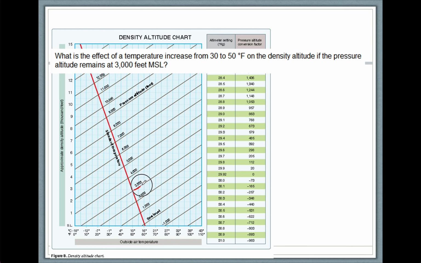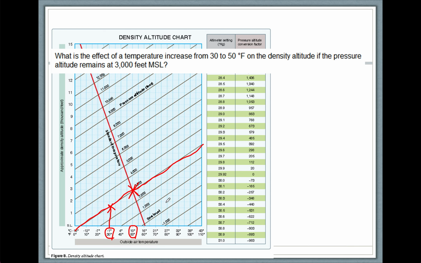So on this question, we stay at 3,000 feet. They just want to know if I go from 30 degrees Fahrenheit to 50 degrees Fahrenheit, what's going to happen to my density altitude? I'm not giving you the answer options yet because I want to walk through them. So if I wanted to, and don't draw this on the paper book because you'll get in trouble if you do, unless it's yours, then you do what you want, those lines intersect here, as opposed to if it were 50 degrees Fahrenheit, those lines would intersect here.